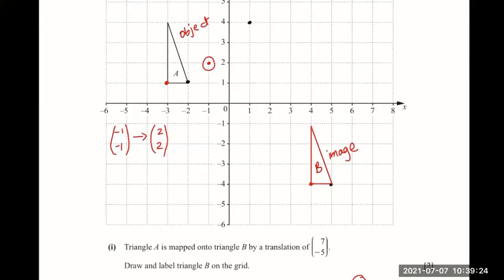Let's count the next one. -2 and -1. Multiplying all of these by -2 gives me 4 and 2. Let's go on to 4 and 2. 1, 2, 3, 4, 1, 2.